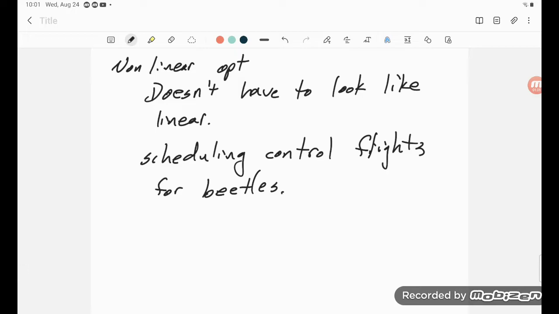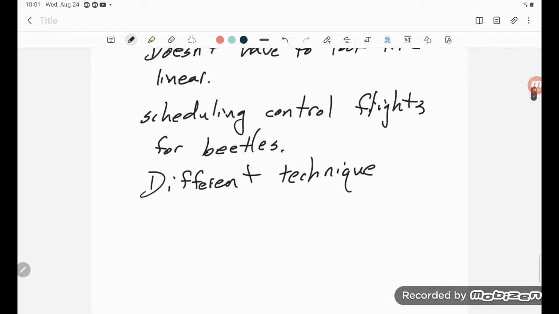But in this case, the model didn't really lend itself to looking similar to a linear model, but just with nonlinear terms. And so in this case, I had to use a different technique. And I've used this technique on a couple of problems.